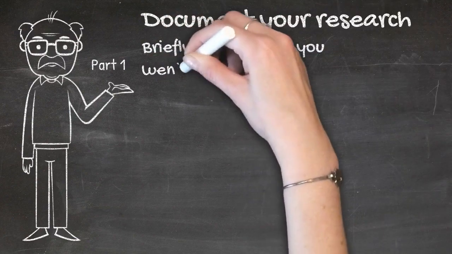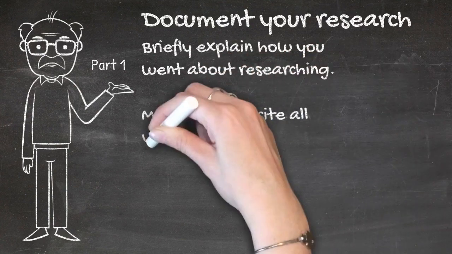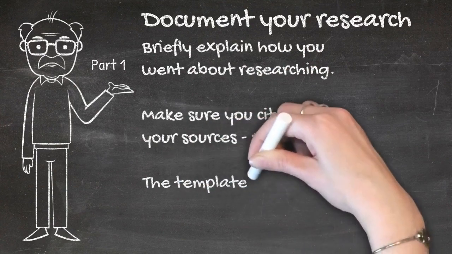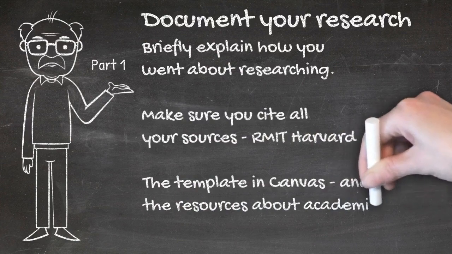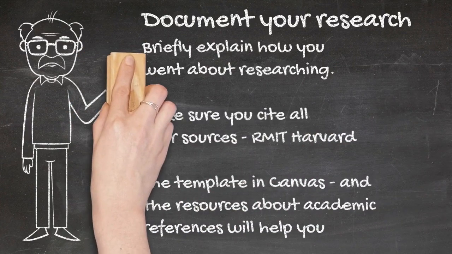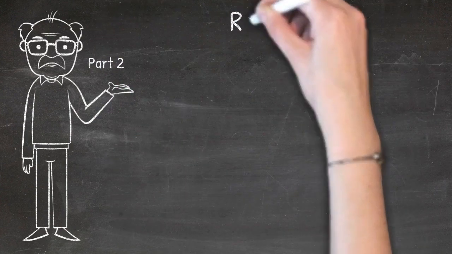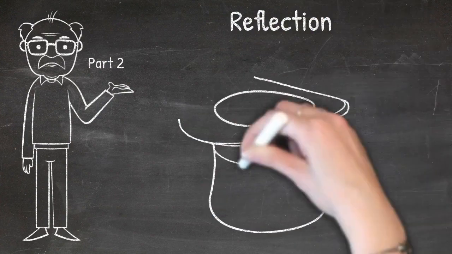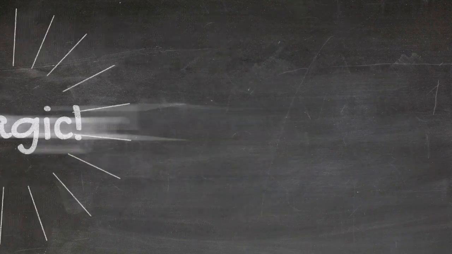Firstly, you need to briefly explain how you went about doing your research, what approach you took, and you're going to make sure that you cite all of your sources, and you're going to use RMIT Harvard for that. It's pretty easy to use the template that was provided. You'll find that there's a whole heap of really great resources in Canvas that will help you understand how RMIT Harvard works. But next, where the magic really happens is in the second part of this exercise, the reflection activity.